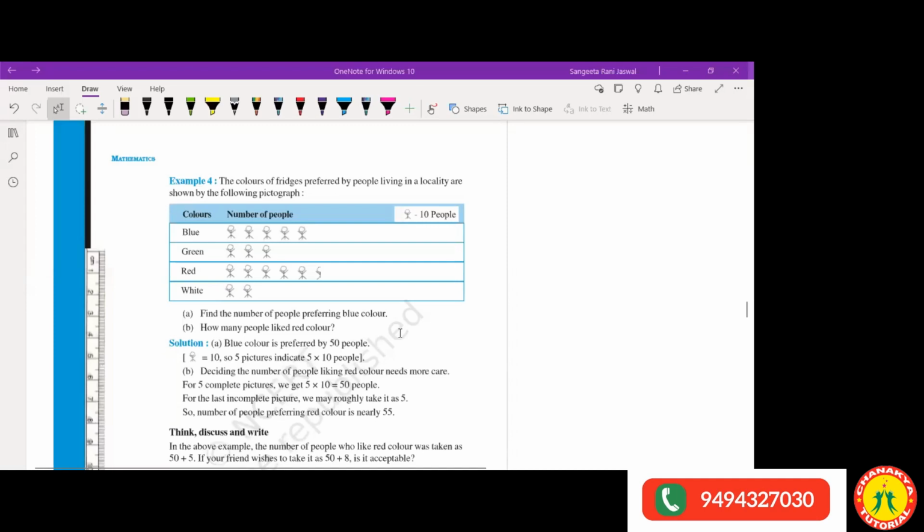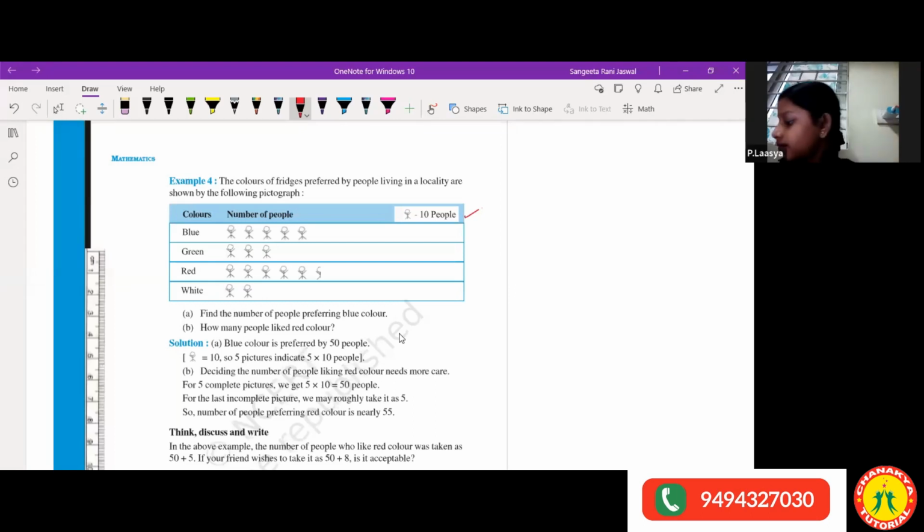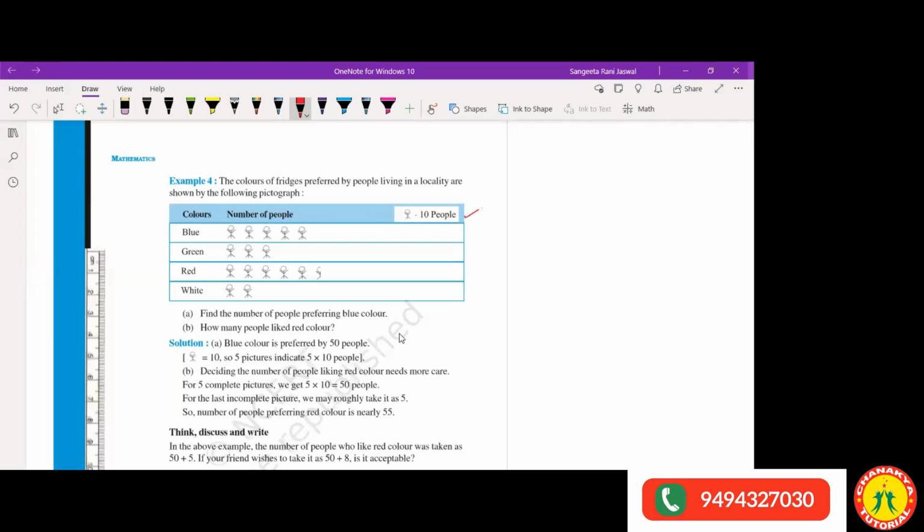Okay, let's see another example of this before we move to exercises. The color of fridges preferred by people living in a locality are shown by the following pictograph. Blue color was preferred by so many people. Now see, this one picture is representing 10 people. Are you getting? One picture represents 10 people. So blue is preferred by 1, 2, 3, 4, 5.